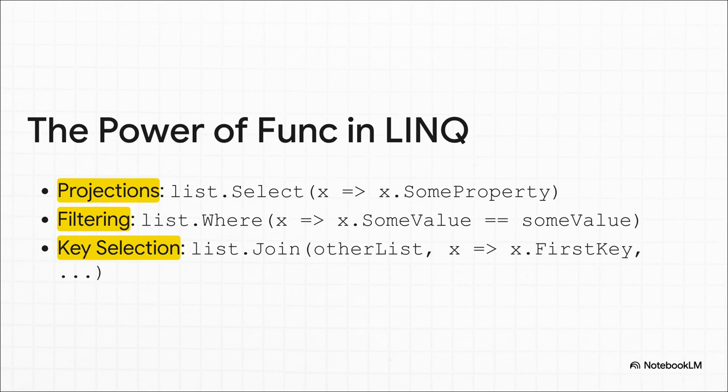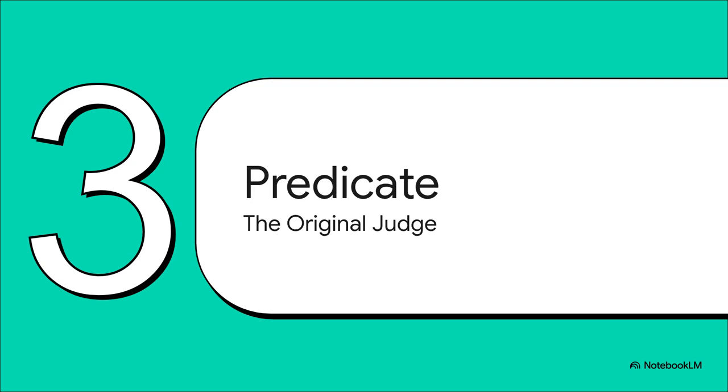And why does this matter so much? Well, Func is literally the engine behind LINQ. When you use Select to transform your data, you're giving it a Func to tell it how to do the transformation. When you use Where to filter a list, you're passing in a Func that returns a Boolean to decide, should this item stay or should it go? It's all about producing new values. Okay, so you might be thinking, wait a minute. If a Func can return a Boolean, a true or false for filtering, then why on earth do we even need this third delegate? Well, let's go investigate our specialized judge, the Predicate.